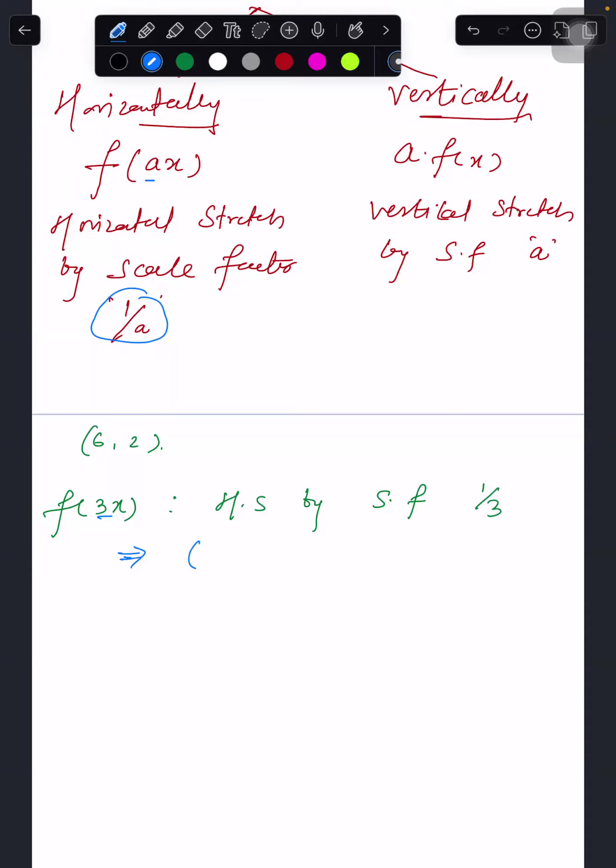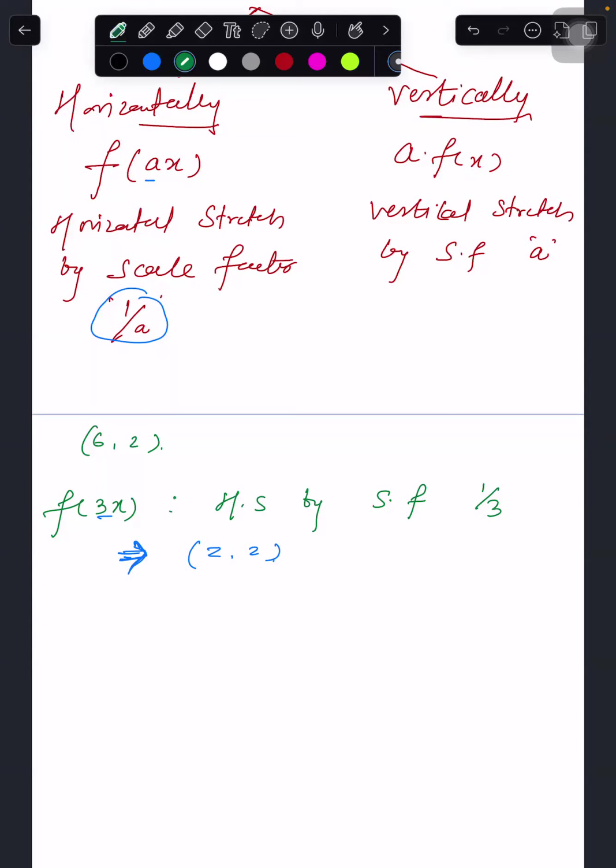So what is the new coordinate I'll get? 6, 2 will become what? You need to multiply 1 over 3 to the x coordinate, which is 6. So 1 over 3 into 6 will become 2. It will become 2, 2.